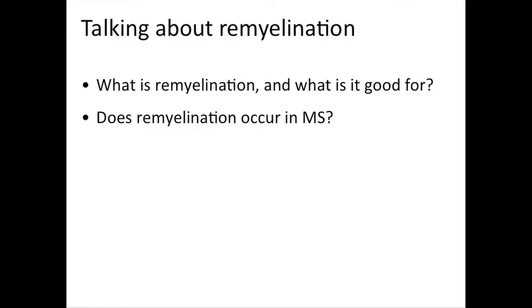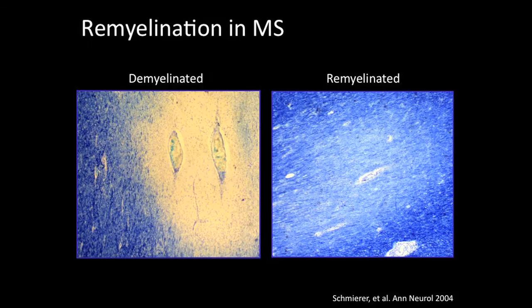Okay, does it occur in MS? These were all examples from experimental settings. And these are the 5 slides that Gavin had actually asked me for: the evidence for remyelination in MS. Well, this is an example of our own work.